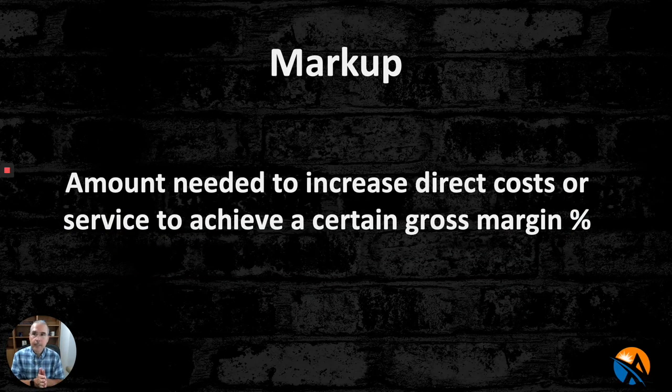Now, markup, on the other hand, is an amount used to calculate the price that you're going to charge for that particular product or service that you are selling. You simply take the direct cost related to that service or product you're selling and multiply it by the markup. So, for example, if you had a markup of 50%, you would take the cost of delivering that product or service times 1.5 or 150% to get the price that you're looking to charge.